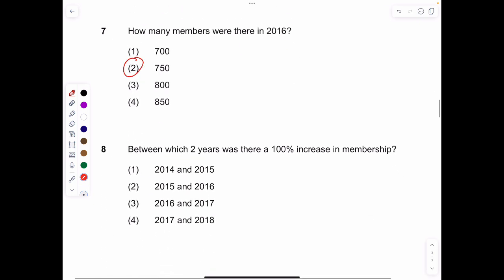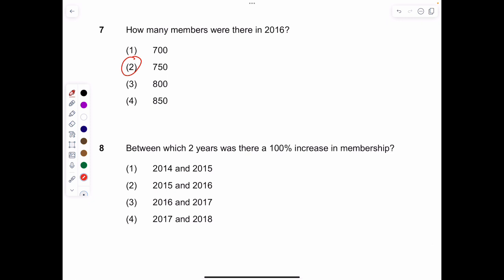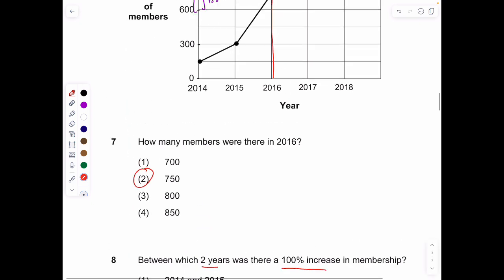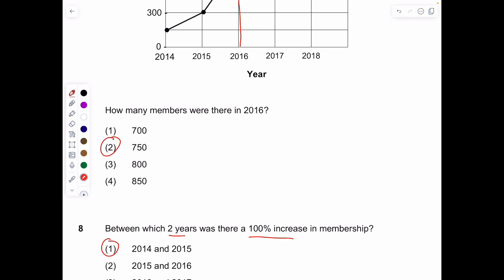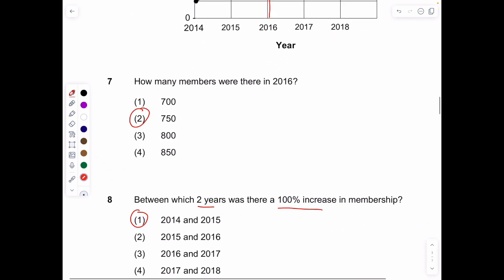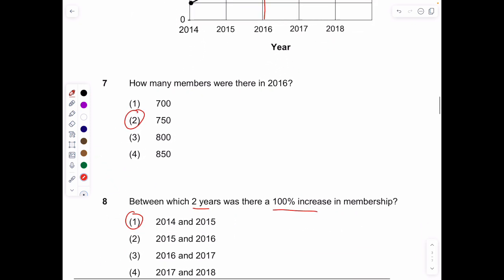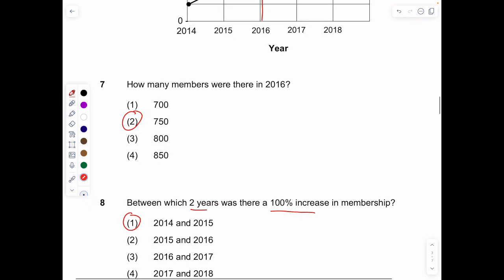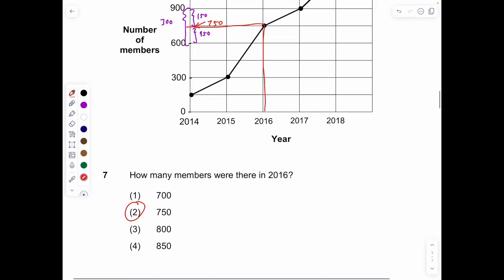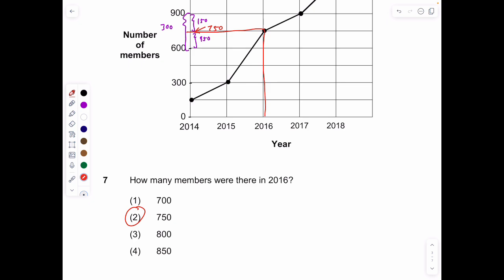Now the next question asks, between which 2 years was there 100% increase in membership? Okay, the answer would be 1 in this case. 2014 and 2015.